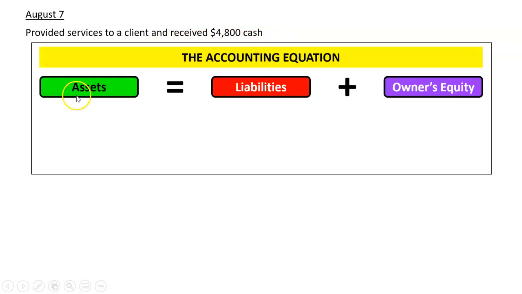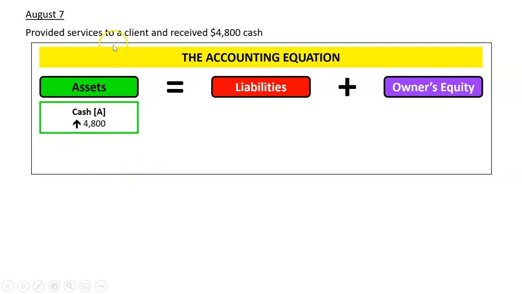We don't really need to know these at this point in the course. The transactions here for August 7th and August 8th. This is just a bit of background for later on in the year. But why don't we say we provided services to a client and received $4,800 cash. Well, let's have a look at this. At least two things have to happen according to double entry accounting rules. First one is I've got cash, which is an asset of $4,800.